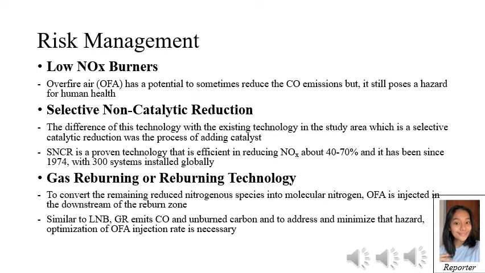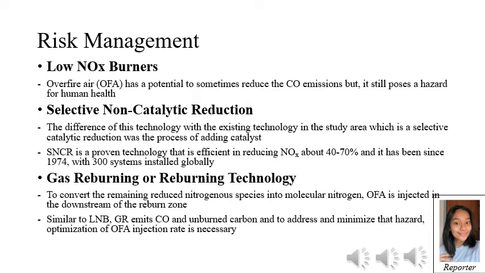Though it can reduce NOx emission, it can result in higher levels of unburned carbon and higher emissions of carbon monoxide due to incomplete combustion with the staging of coal or air mixture. Over-fire air has a potential to sometimes reduce the CO emissions, but it still poses a hazard for human health.